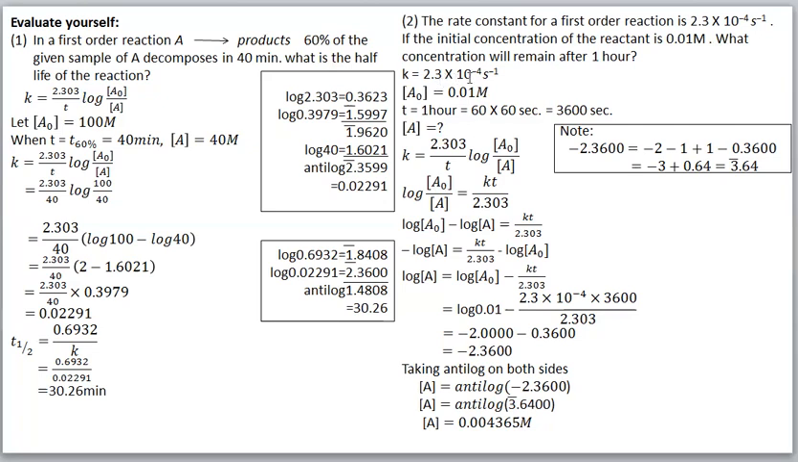K is how much? 2.3 into 10 to the power minus 4. Time is 3600 seconds divided by 2.303. You see here 2.3 and 2.303 are almost the same. This is a very small difference only. Okay, we can leave it.